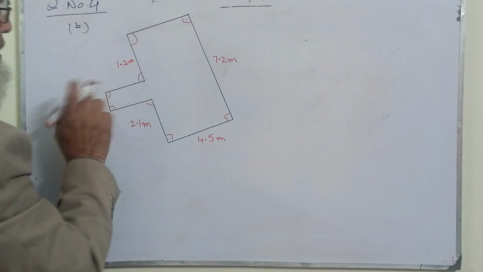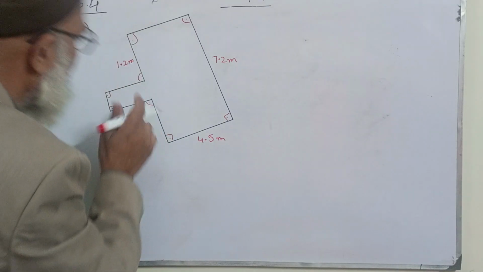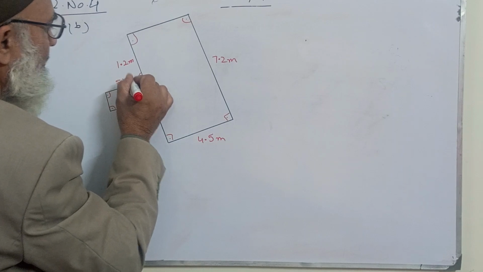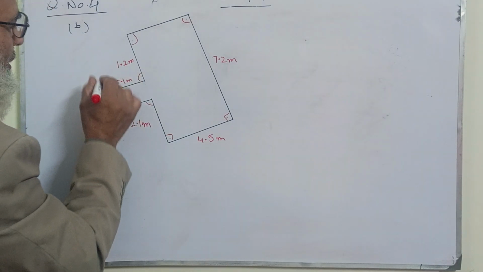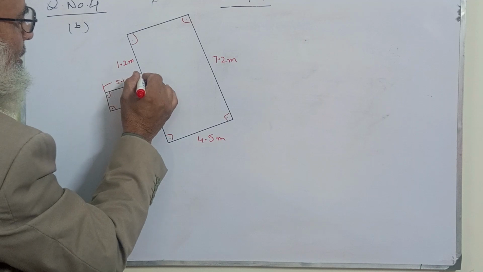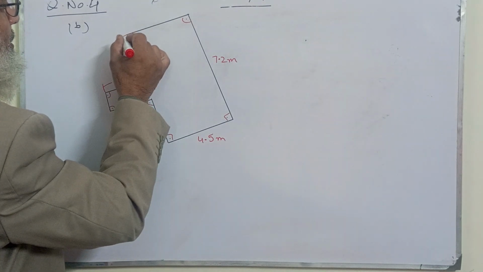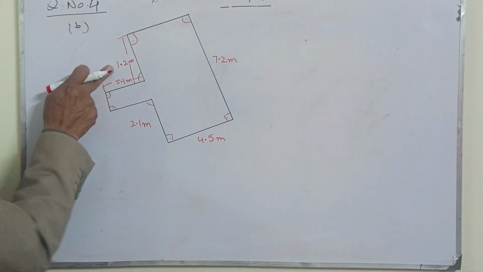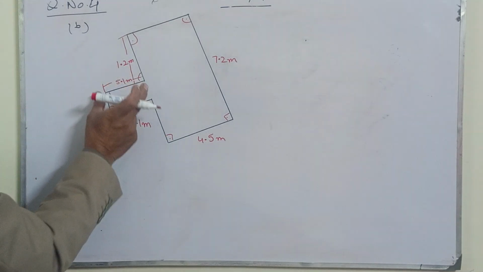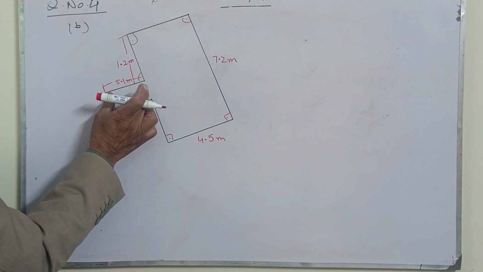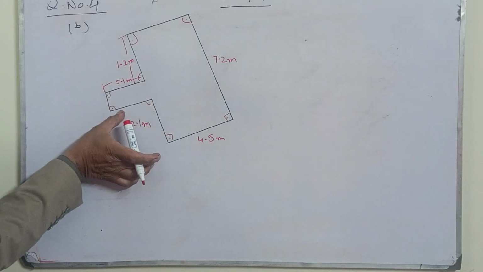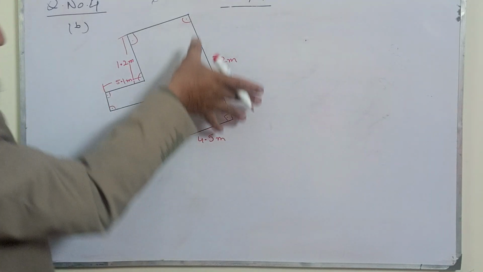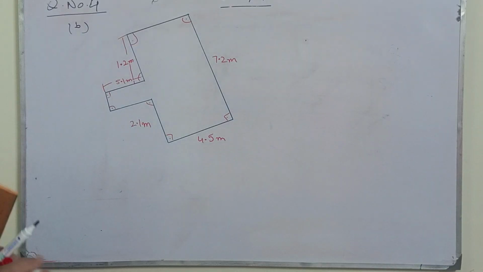Now there is another dimension which is 5.1 meter. This dimension. Let me mark this, and also this. Okay. Now this is 1.2 meters. This length is 5.1 meters. This is 2.1 meter. This length is 4.5 meter. This length is 7.2 meters.